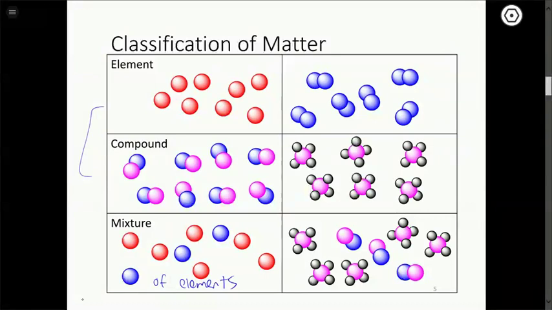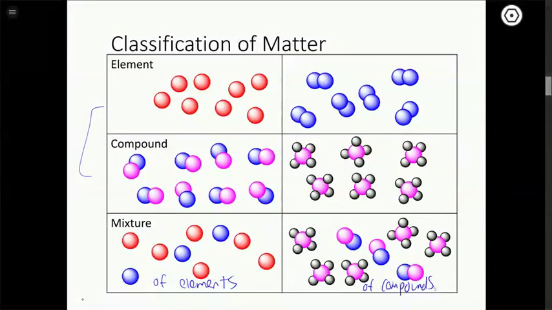This one over here would be a mixture of compounds, because you have two different kinds of compounds. This one with the magenta and blue, this one with the magenta and the 4 blacks that we talked about. So this would be a mixture of compounds. So mixtures can have any combination of pure substances as their constituent parts.